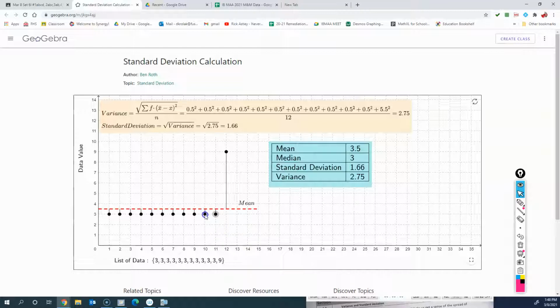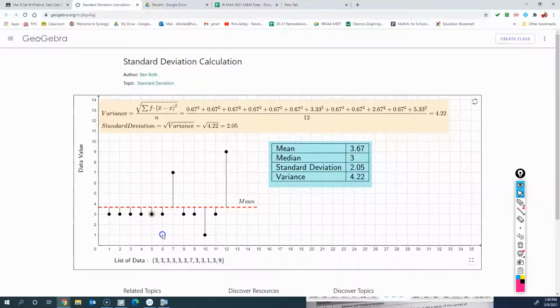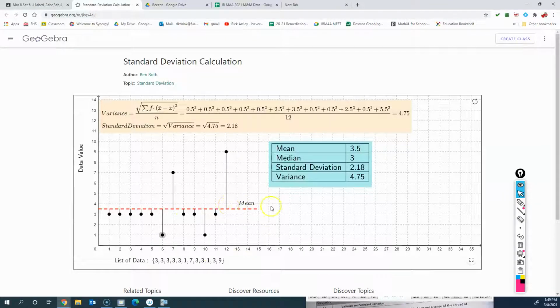So, standard deviation, all it is describing is the spread from the mean. Okay, and what makes it different than box and whisker is that box and whisker describes the spread from the median. So the more spread out these are from that red line, the bigger the standard deviation. The red line is the average of all the data.